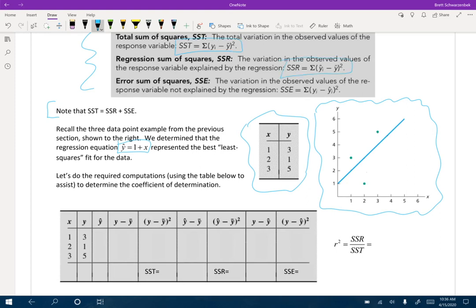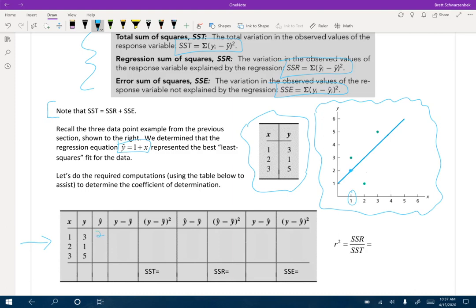Something sort of new here is that you have y hats in two of the formulas. Remember, y hat is the predicted value you have on the line. Okay, so let's take a look at the table over here. We have our x and y coordinates, so 1, 3, 2, 1, and 3, 5. Remember that y hat is, at that value of x, what is the value of y on the line? What is the predicted value? So if I went to 1, what is the value of y on the line? It is 2.